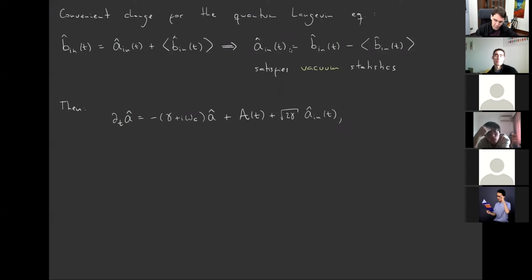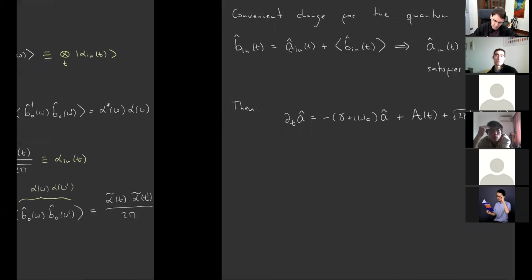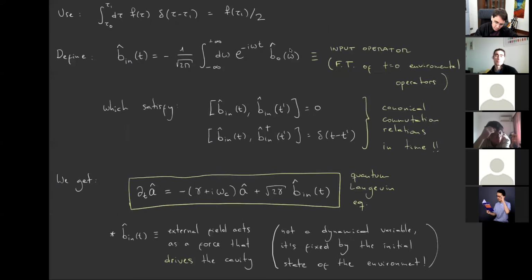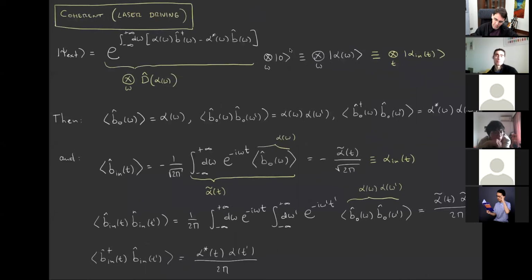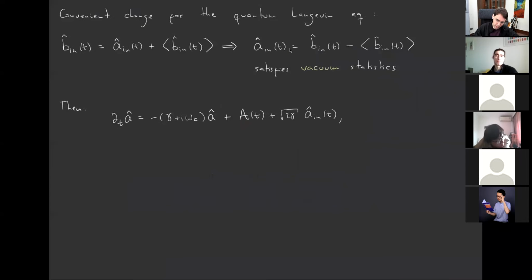So this constant term A of T, just take a look at the equation itself. So we have here square root of 2 gamma times B in. So when we put in here the expectation value of B in, which is this minus Fourier transform of the frequency amplitudes divided by a square root of 2 pi, this A factor in here, it just looks like this. So A of T is equal to minus the square root of gamma over pi and this Fourier transform.